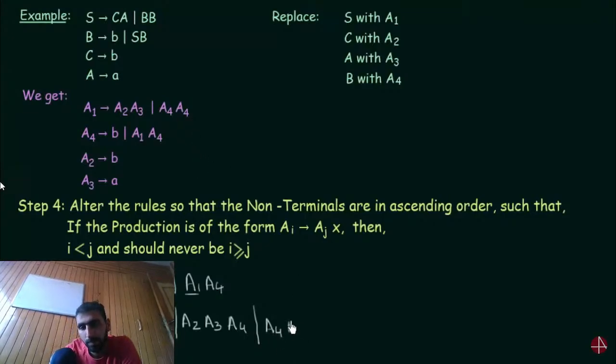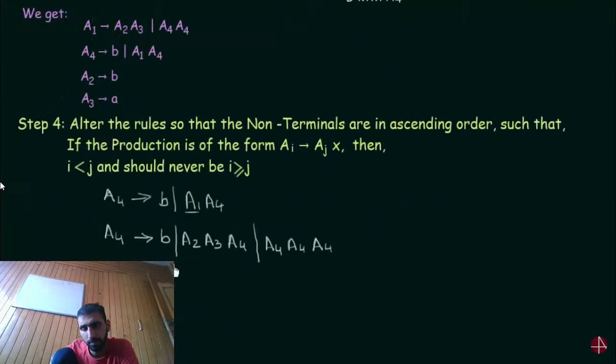So instead of this A1 I will put A4 A4, and this A4 which is here I will write as it is, A4. Alright, so now we have this production. Now let us see if it is following the rules that were mentioned in step 4 or not. A4 gives B, that is fine. Now A4 gives A2 A3 A4. Now let us check here.